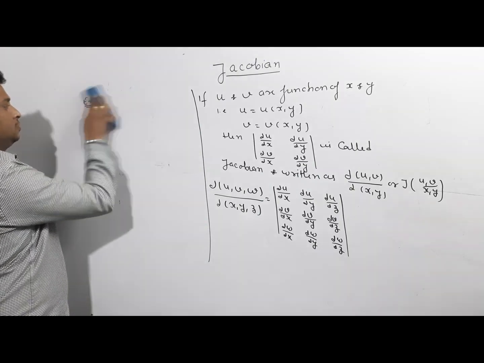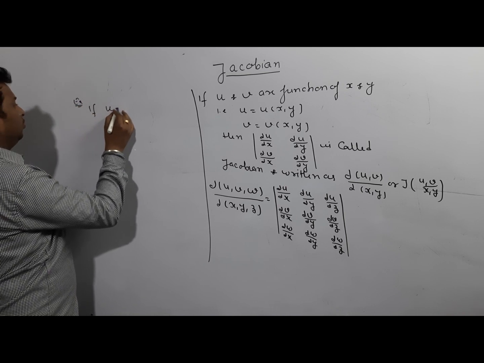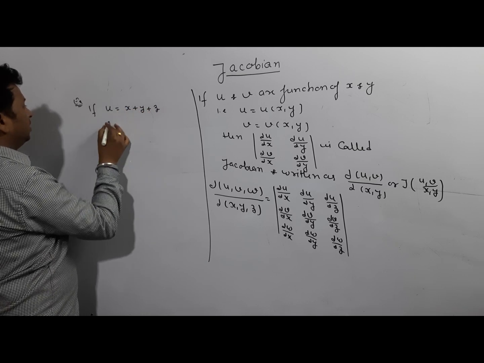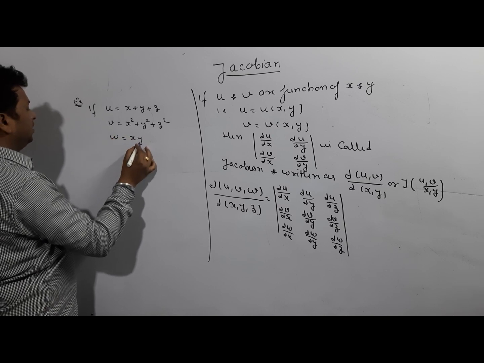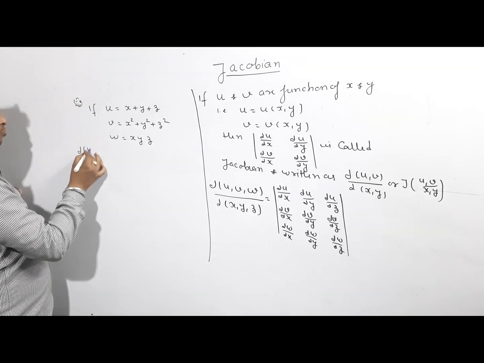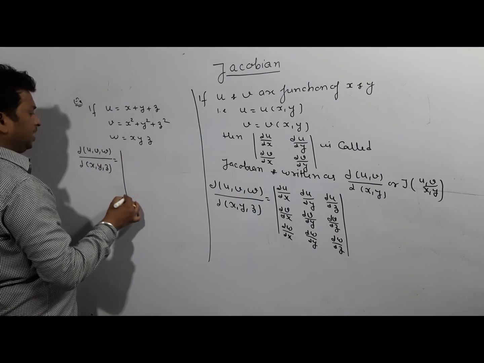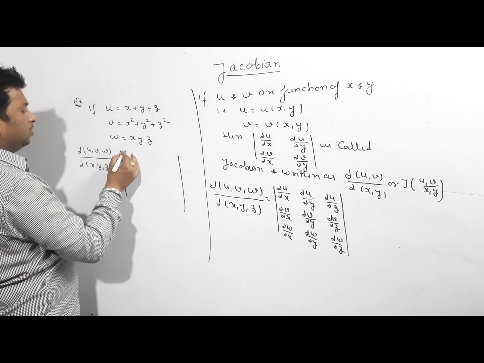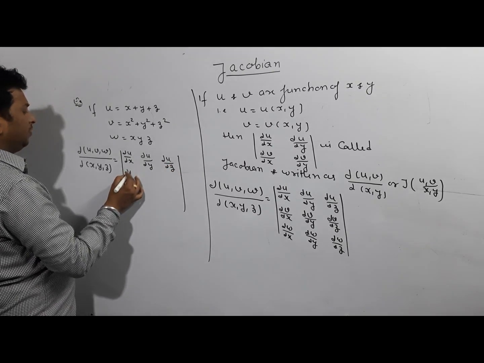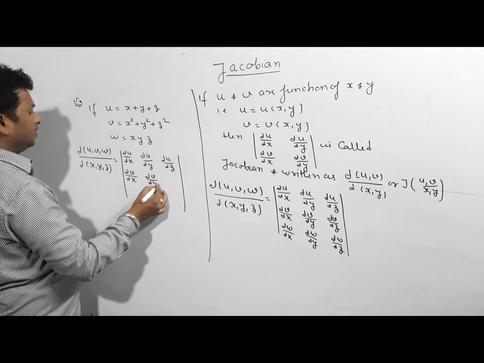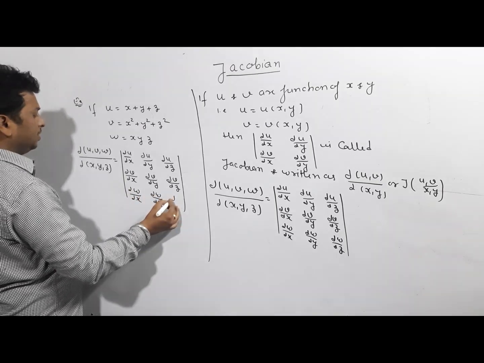So suppose example 2, if u is equal to x plus y plus z, v is equal to x square plus y square plus z square, and w is equal to xyz. So what is the Jacobian? Then Jacobian of u, v, w with respect to x, y, z is the determinant del u over del x, del u over del y, del u over del z, del v over del x, del v over del y, del v over del z, del w by del x, del w by del y, del w by del z.